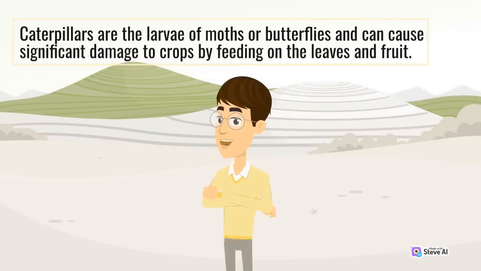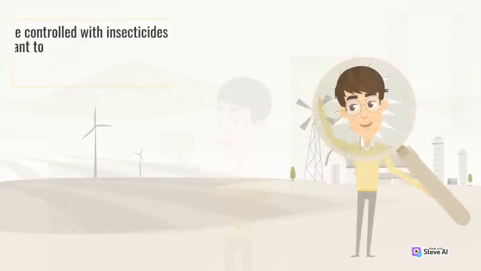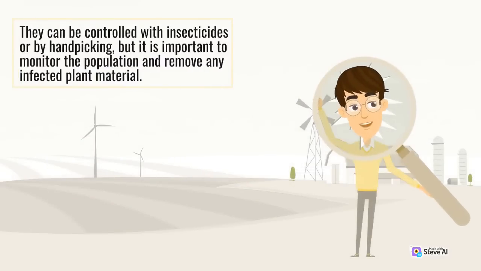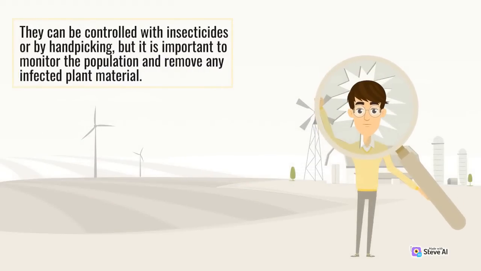Caterpillars are the larvae of moths or butterflies and can cause significant damage to crops by feeding on the leaves and fruit. They can be controlled with insecticides or by hand picking, but it is important to monitor the population and remove any infected plant material.